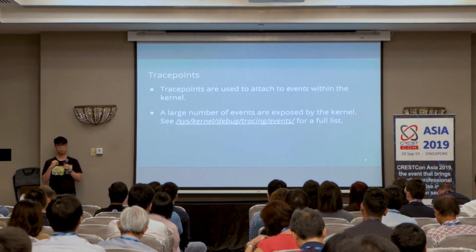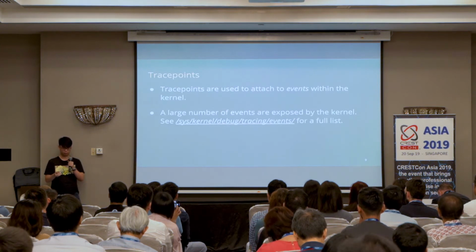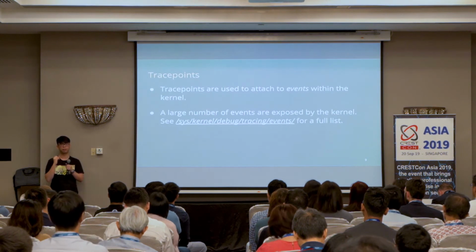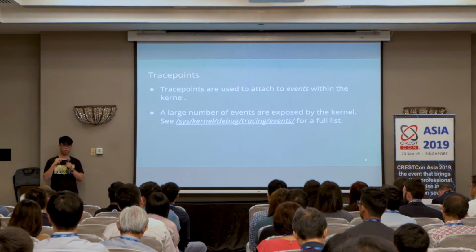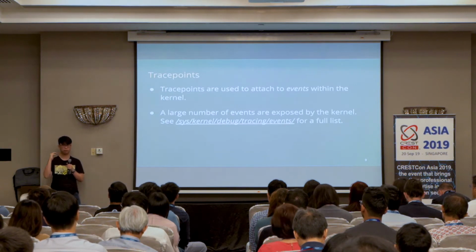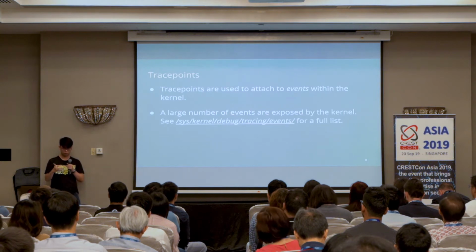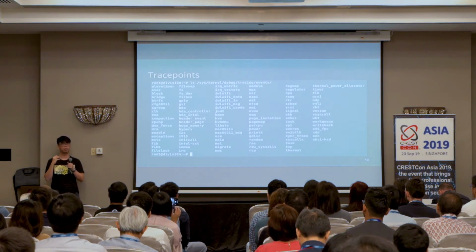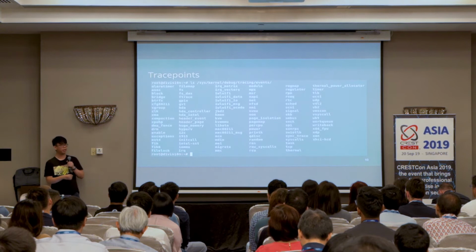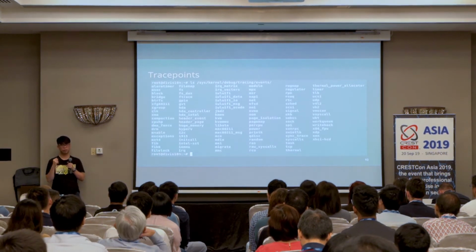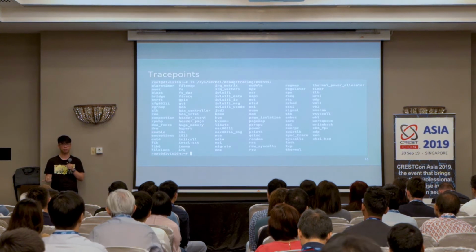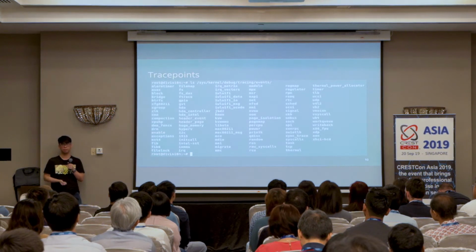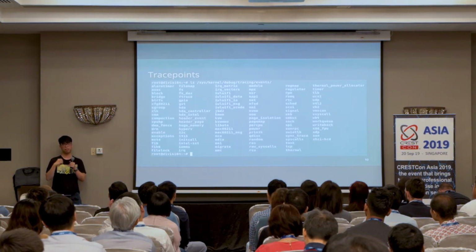Trace points are used to attach an eBPF program to an event within the kernel. There are a large number of events that are exposed by the kernel, and the events depend on the specific version of the kernel that you're running. So if you have a Linux system, you can actually print out the supported events by listing out the sys kernel debug tracing events directory. This is a screenshot of my Linux machine running Ubuntu 18.04, and these are all the supported trace points. You can see events related to syscalls, to power events, to Wi-Fi. So whenever something happens in the Linux system, for example, you attach to Wi-Fi, you can write an eBPF program to do something.